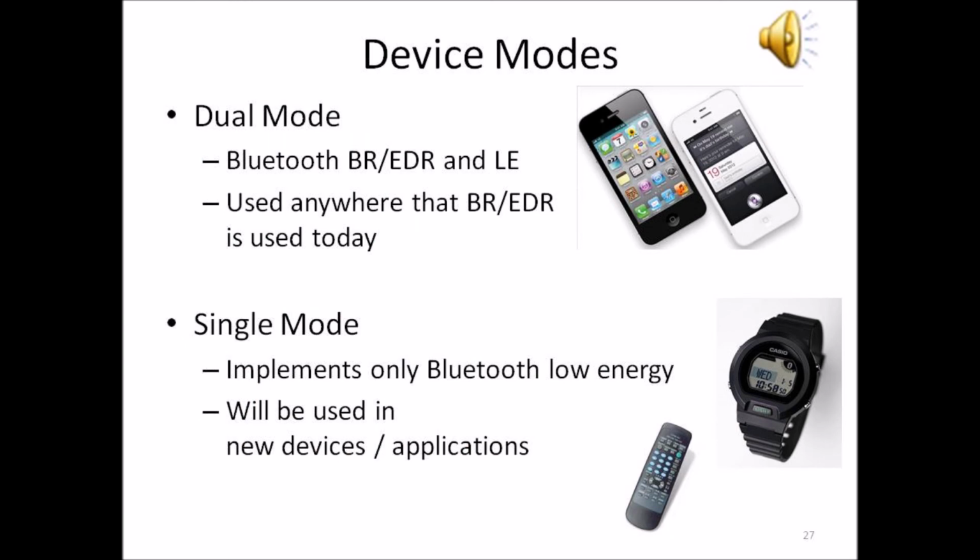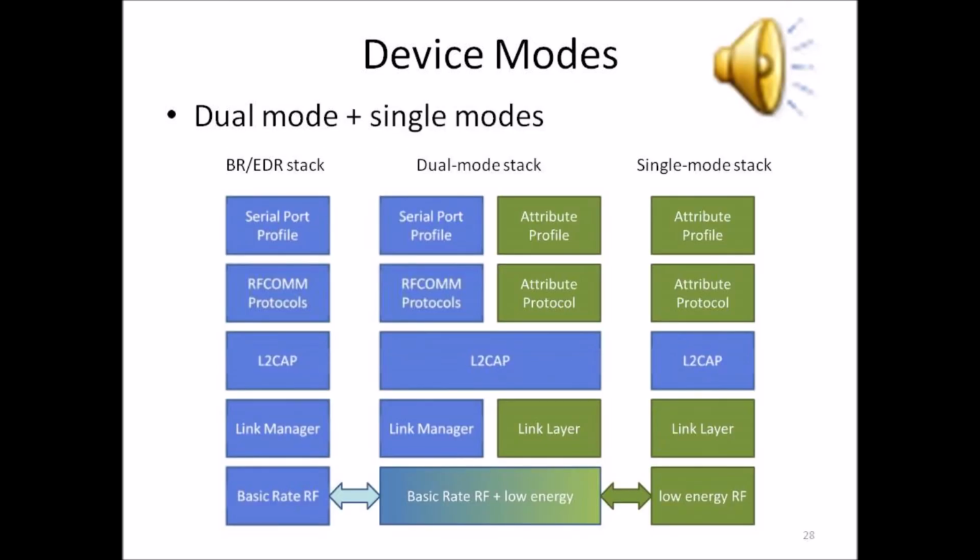This tells about the type of modes available in BLE. So the first one is a dual mode, which supports both BR, the basic rate, and the extended data rate, and it is mostly deployed in mobile kind of applications. And in single mode, there is only one model, the basic model, which is Bluetooth Low Energy, and it is used in small wearable devices or in remotes. So those are the places where BLE single mode is used.